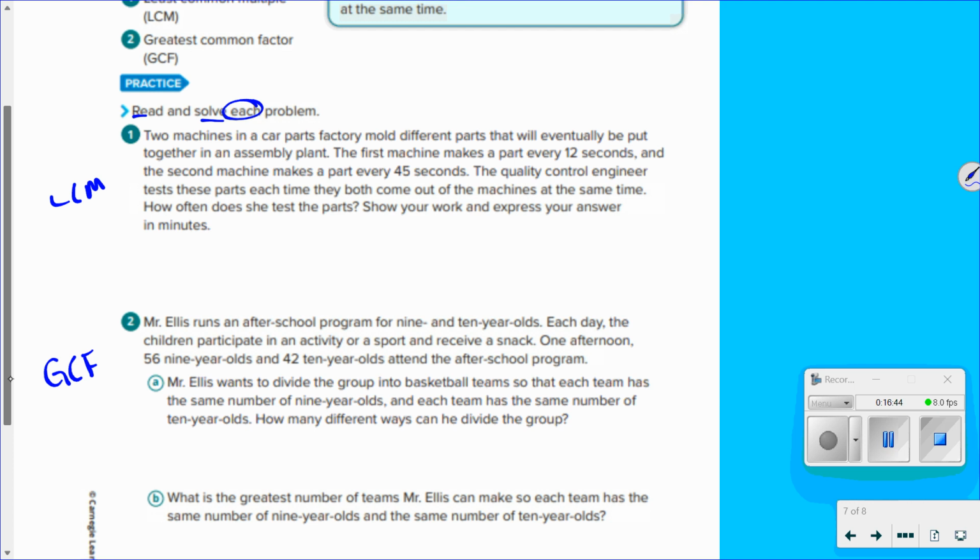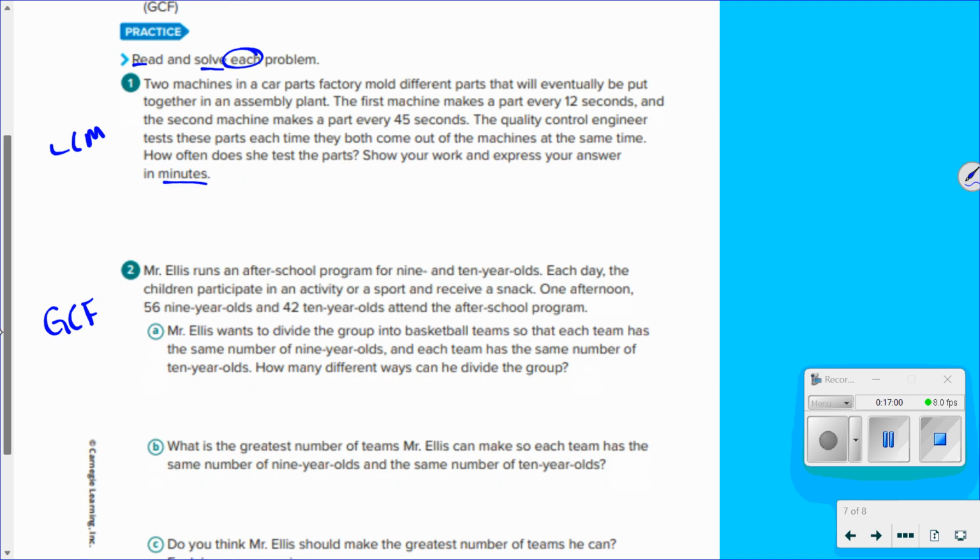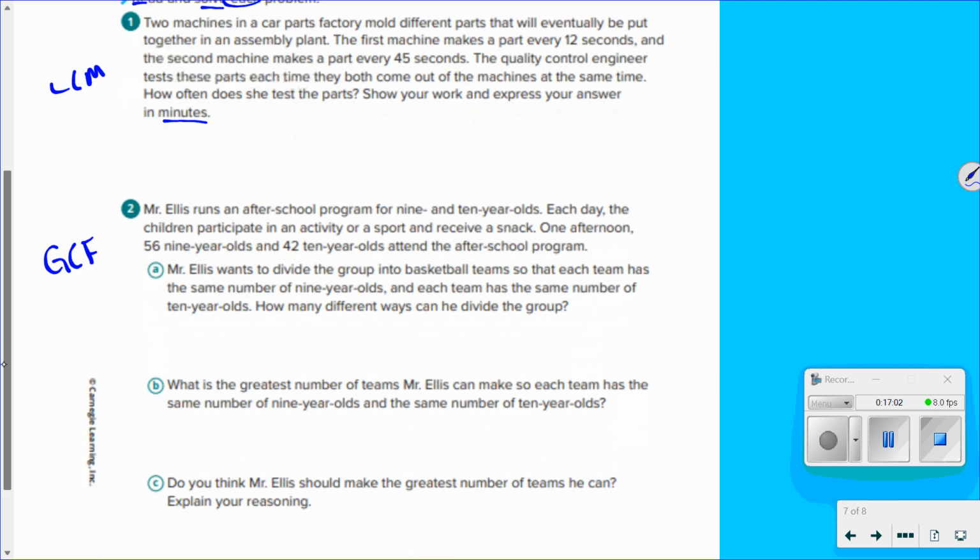Okay? Our second, this one can be in seconds. I would put the answer in seconds. You can convert it to minutes if you want to. But actually, I apologize. It does say in minutes. So it gives it to you in seconds, and you have to convert to minutes because it tells you to. Number 2, it's going to be GCF is what we're finding.